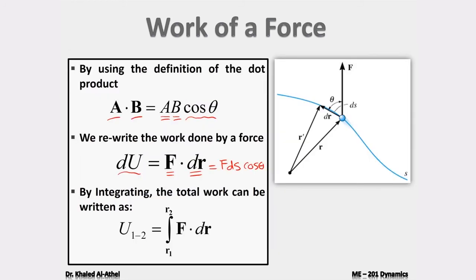F ds cosine theta. So basically, if you want to integrate this from position, let's say 1 to position 2, where your ball has moved, then U from 1 to 2 will equal the integral from r1 to r2 of F dot dr, which equals the integral from s1 to s2 of F cosine theta ds.